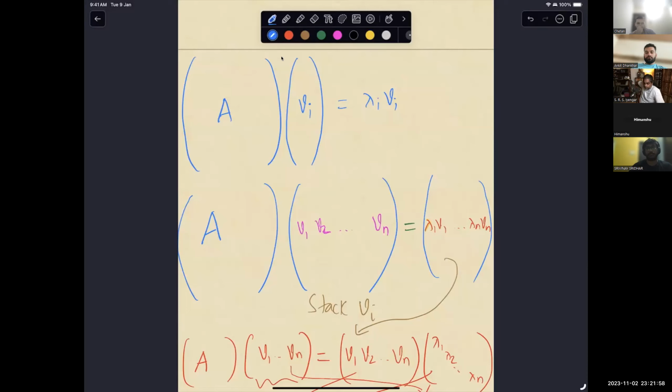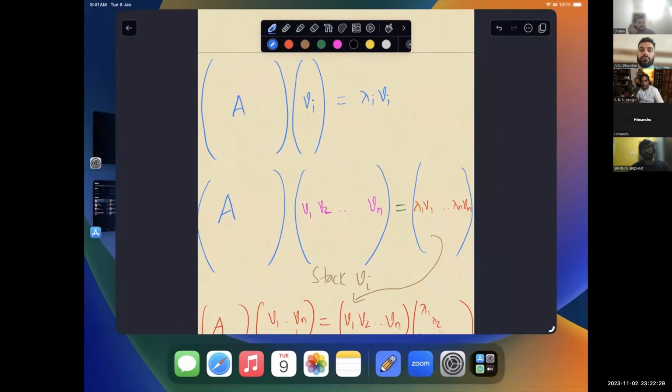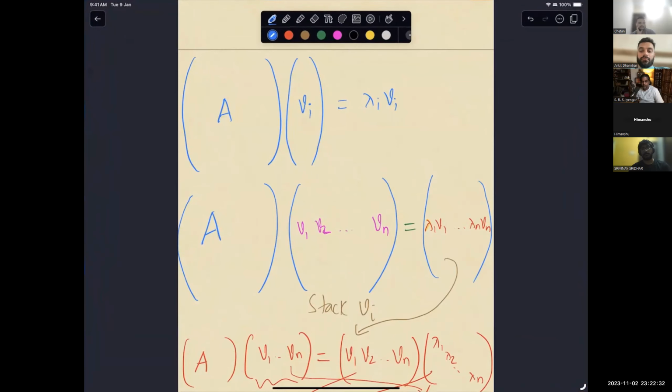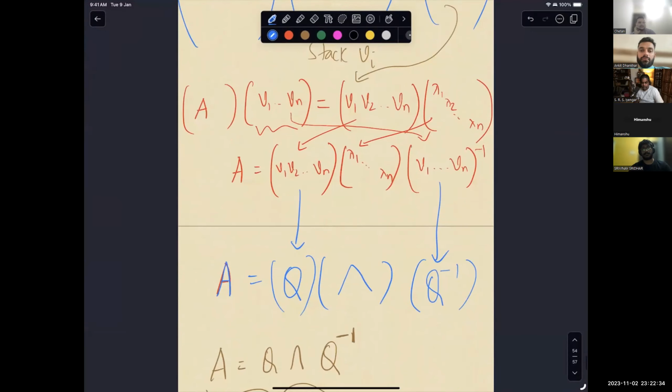That's what Sir has written here: A times Vi, that is my eigenvector, gives me lambda i Vi. That is lambda, some scalar, times my eigenvector. Now that scalar multiple of my eigenvector is nothing but the eigenvalue. We call it eigenvalue; it's just a fancy name. It just means some scalar quantity that is attached to my eigenvector. When I input my eigenvector to my matrix, I get that scaled version of that eigenvector.